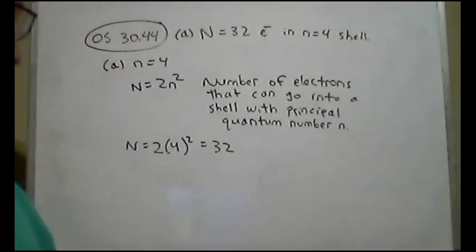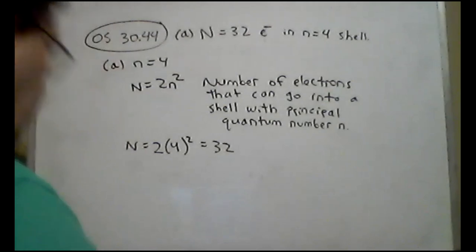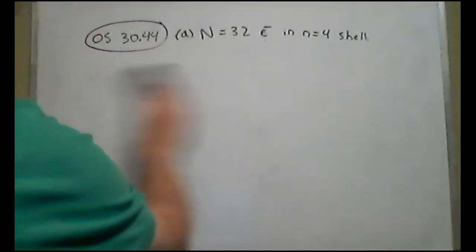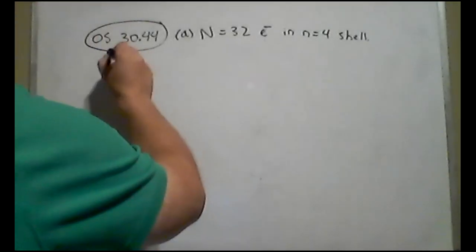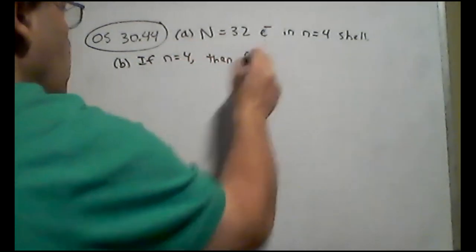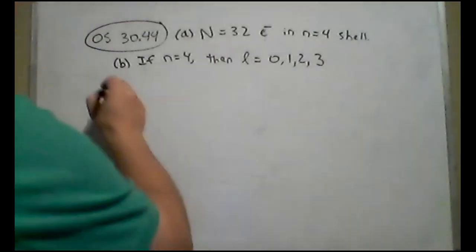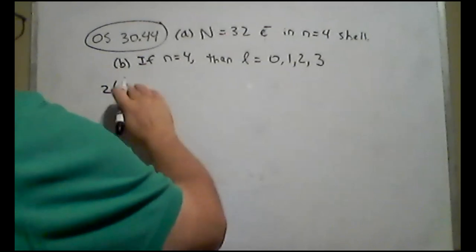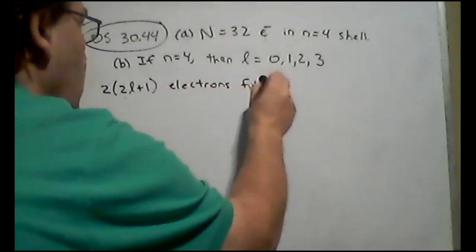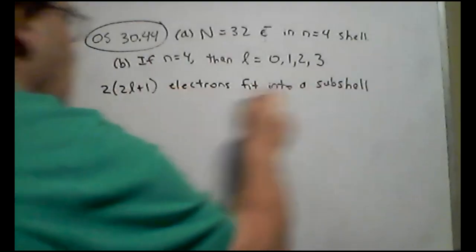How would I designate those in terms of subshell? We want to know what the subshells are and how many electrons fit in each one. The n equals 4 shell can have 32 electrons. How do they get distributed? For part B, if n equals 4, then the orbital angular momentum quantum number l can take on the values 0, 1, 2, or 3. And 2 times (2l plus 1) electrons fit into a subshell with orbital quantum number l.